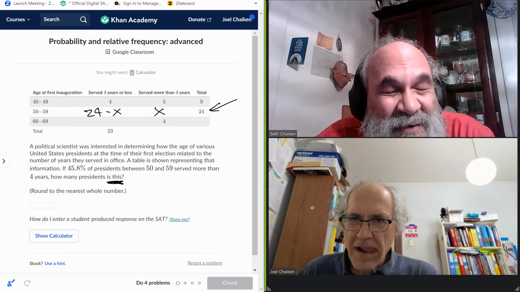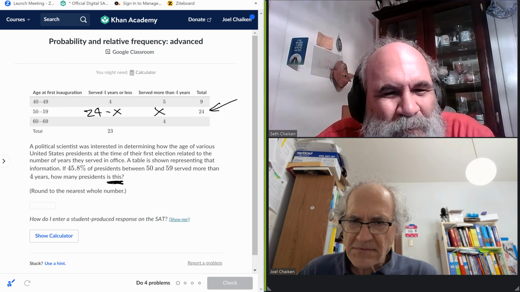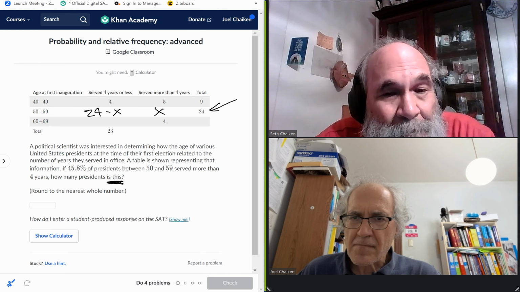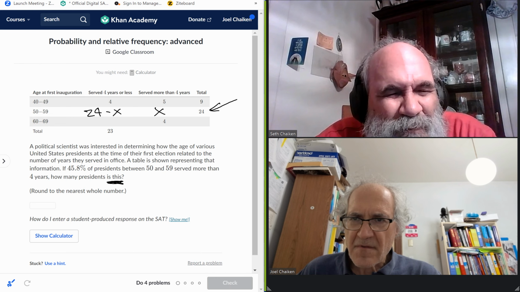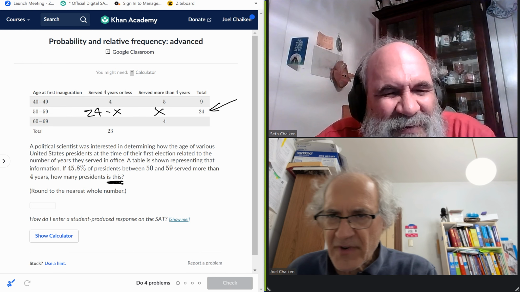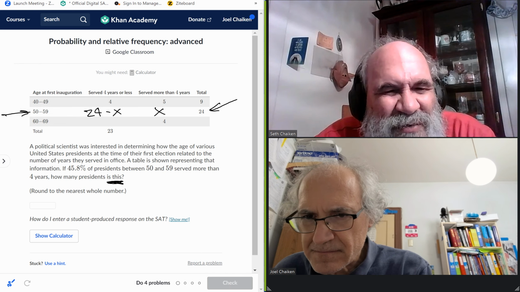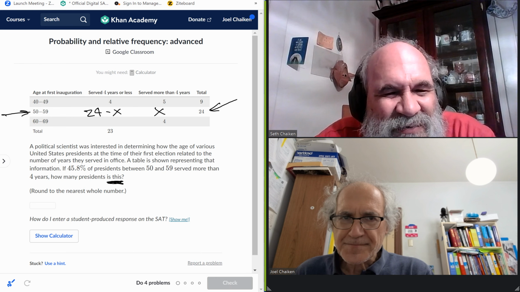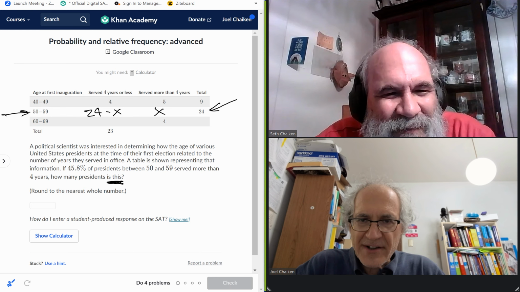Right. If 45.8% of presidents between 50 and 59. So that's this entry. Served more than 4 years. How many presidents? Okay, I don't know. What does this mean? That's right. It comes down to an English question.